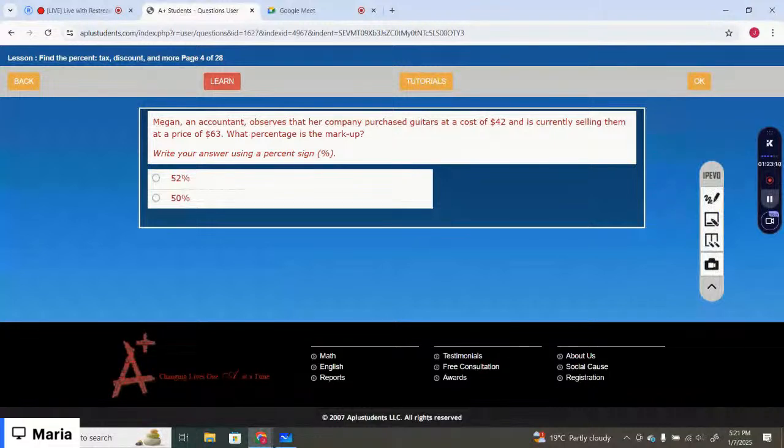Megan, an accountant, observes that her company purchased guitars at a cost of $42 and is currently selling them at the price of $63. What percentage is the markup?